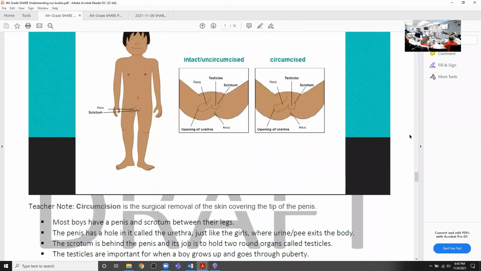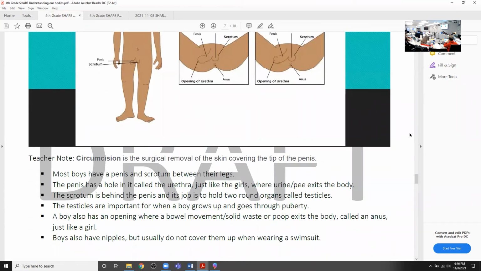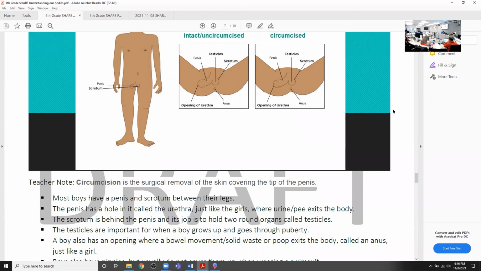Moving on to the male. Teacher note: circumcision is the surgical removal of the skin covering the tip of the penis. They're both shown in the PowerPoint.